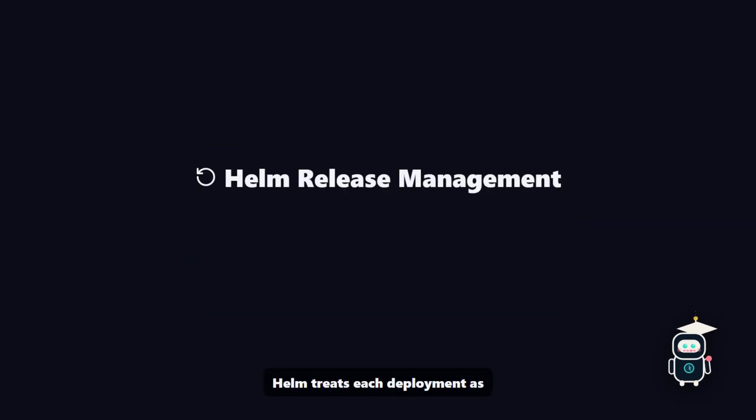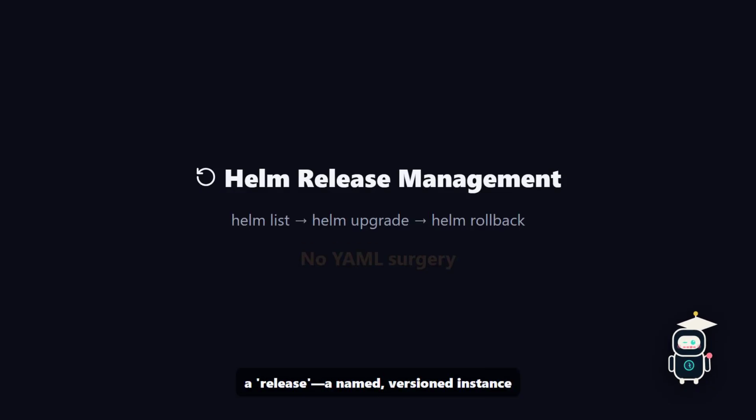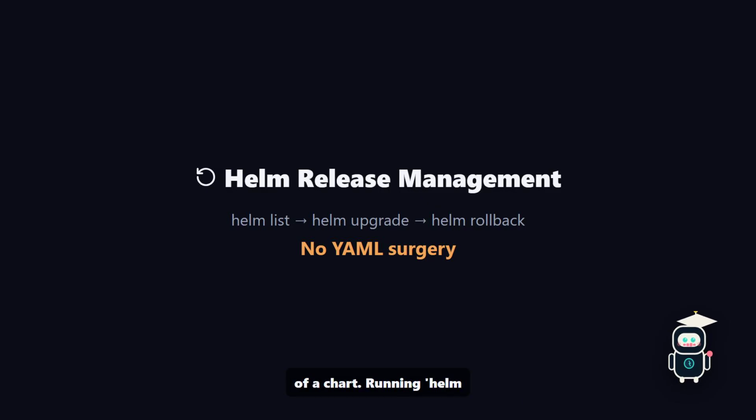Helm treats each deployment as a release, a named versioned instance of a chart. Running helm list shows all releases, their revision number, and status. Helm upgrade applies changes to the existing release, updating the revision and leaving the history intact.